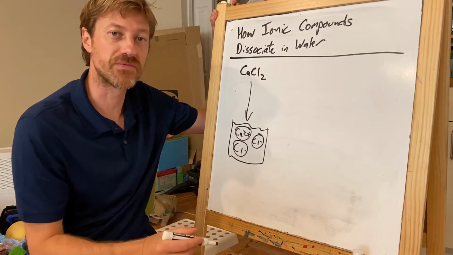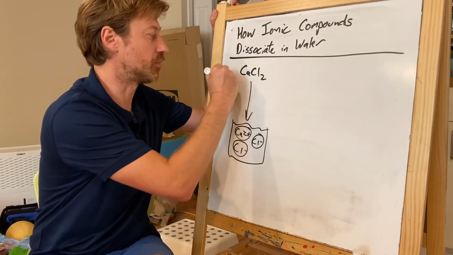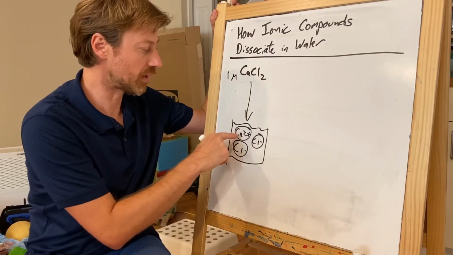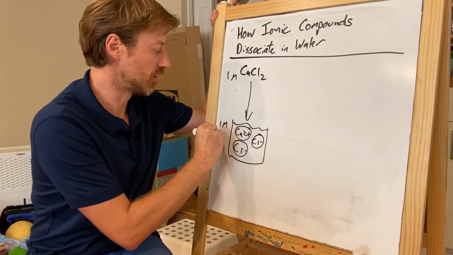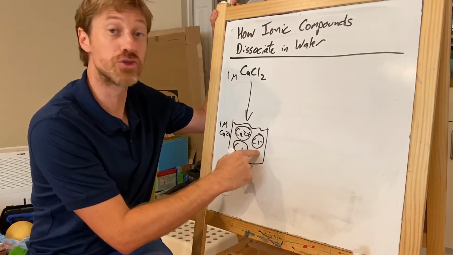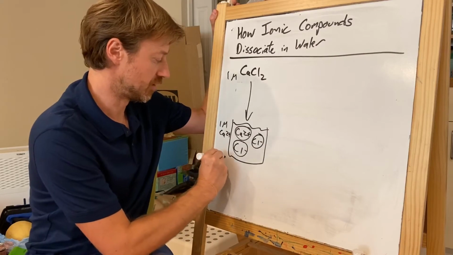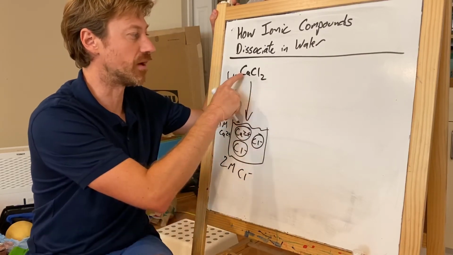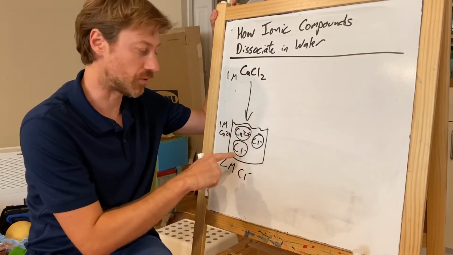So this is important to notice for concentration as well. So for example, if we start out with 1 molar calcium chloride, we're going to end up still with 1 molar Ca2+, but we're going to end up with 2 molar chloride, 2 molar Cl-. That's because for every 1 calcium chloride, we end up with 2 chloride ions.